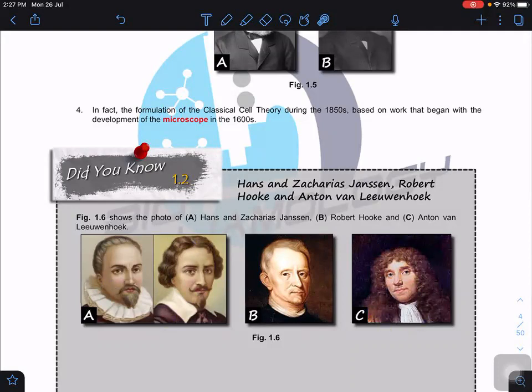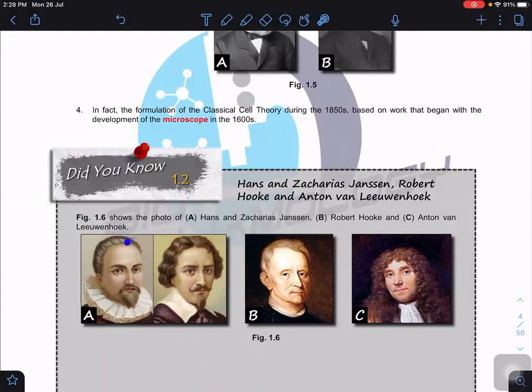Leeuwenhoek is the person who had the skill to polish the glass, the lens. When he polished the lens, he made a higher magnification so that you can view more things. And Robert Hooke is the first person who described the cell as a cell. Okay, so that is a brief idea of their contributions.